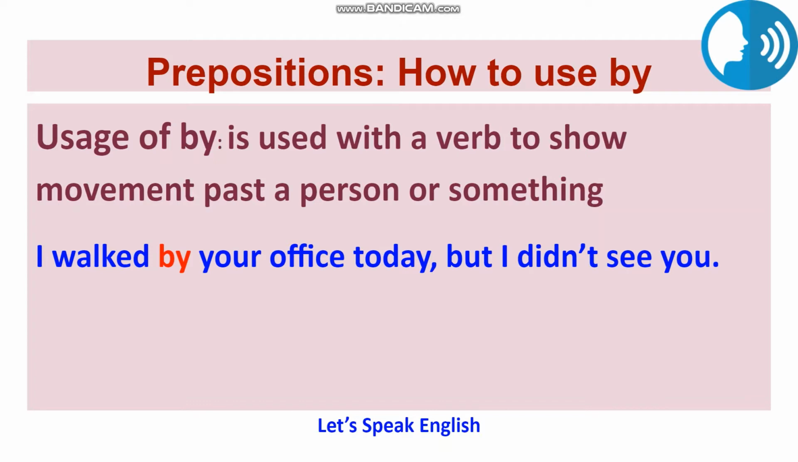Now, there's a teeny weeny thing that you need to remember here. So when by is used with a verb that shows movement, it describes the movement past a person or a place or a thing. So by with a movement verb shows us that something is moving past another thing. For example, I walked by your office today, but I didn't see you.